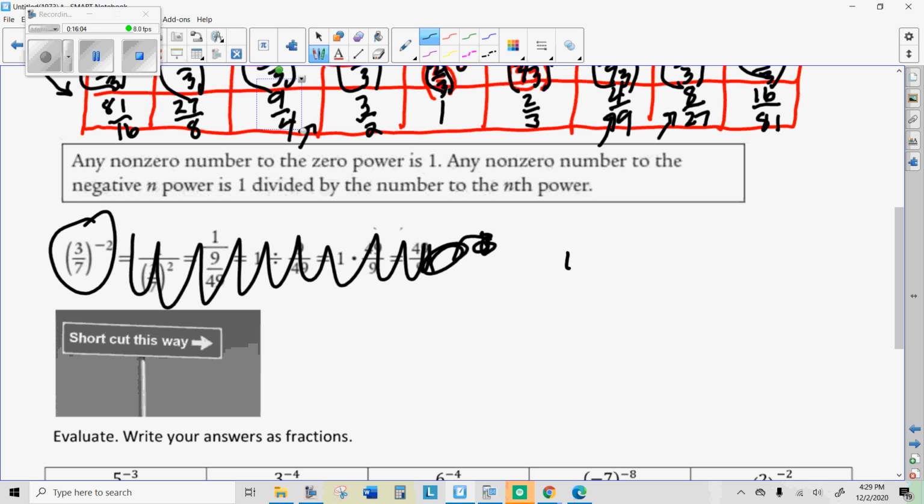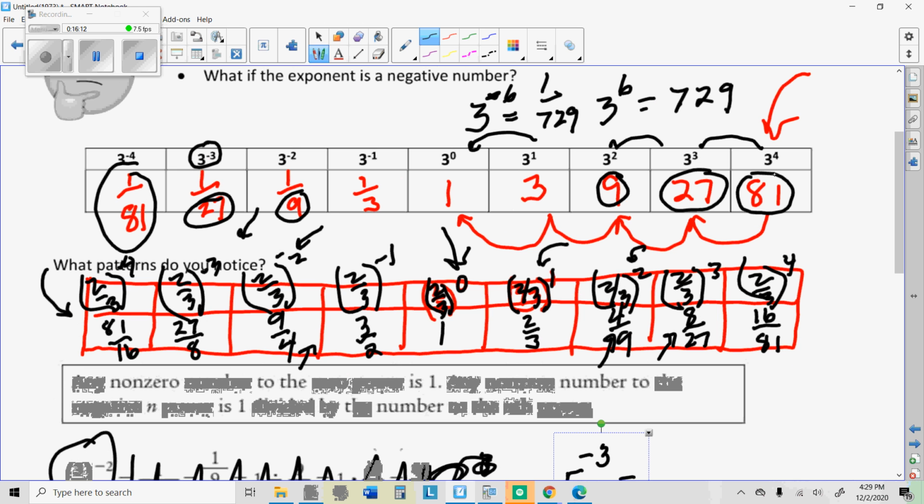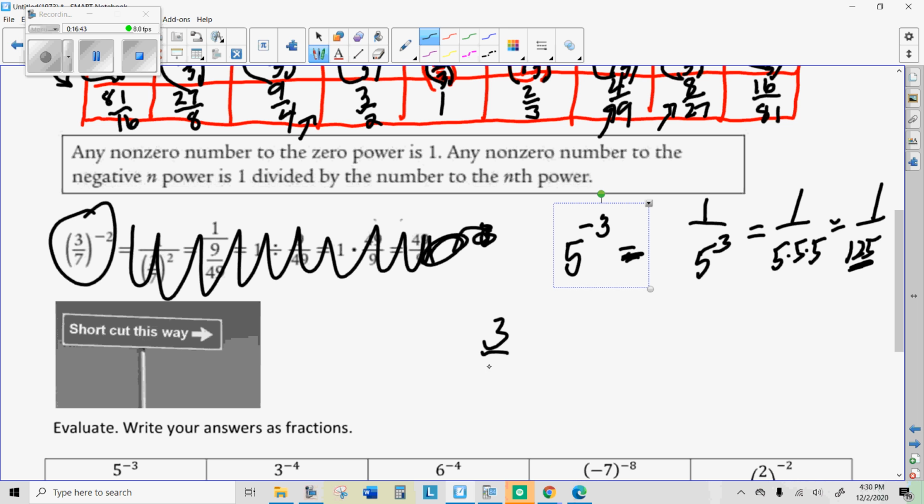So let's say I have 5 to the negative third power. Well, we saw that the negative third power would be the same as 1 over the positive third power. So that's the way we're going to calculate that. We're going to just say 1 over 5 to the third. Which, if you want to do this without a calculator, you would do 5 times 5 times 5, which is 1 over 125. So if you know what 5 to the third is, it's 125, then you know what 5 to the negative third is. It's 1 over 125.